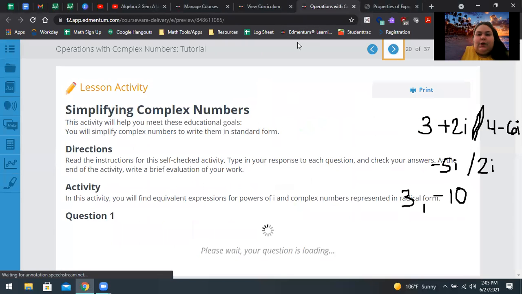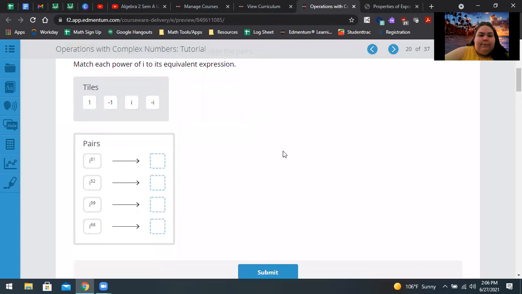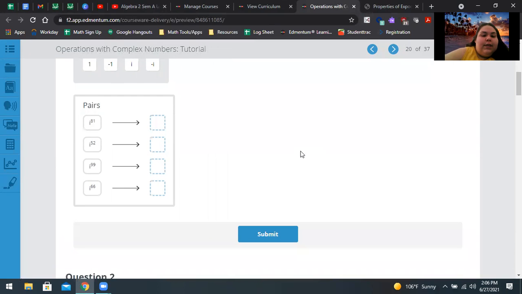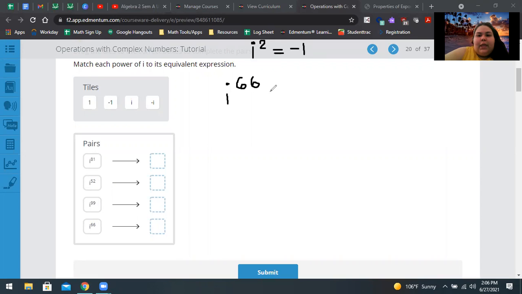So let's work part of this lesson activity. Starting with question number 1, match each of these powers to its equivalent. I'll work on one of them, and then I'll have you work on the rest. It's very similar to the steps we saw in a question earlier. So I'll go with i to the 66 power. Again, I am going to use what I know, i squared equals -1, and I'm going to try to split this.